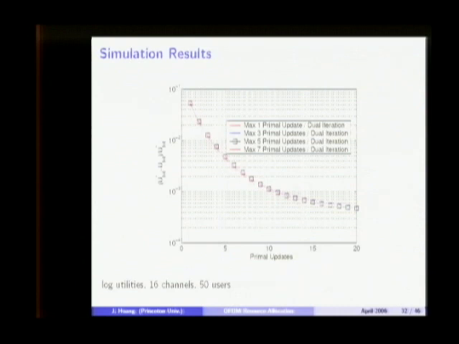Ideally, we should allow an infinite number of primary updates between any 2 dual iterations to let it converge first, right? However, here we are limited to 1, 3, 5, or 7 primary updates. As you can see, the convergence speed is really not that different. So this shows that in practice, the dual ADP algorithm is very robust to the implementation details. You can choose the updates according to whatever you want, and it won't change the performance a lot.